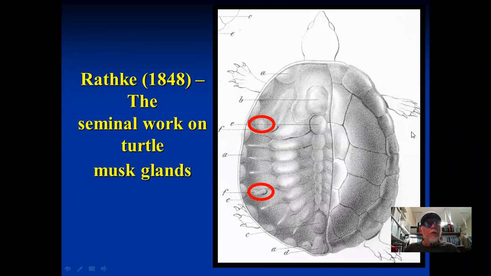Well, to begin with, it was Rathke who in 1848 identified these glands in a terrestrial turtle in Europe. And so he is honored by having these glands named after him about 100 years or so later.